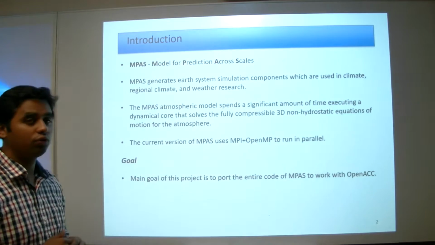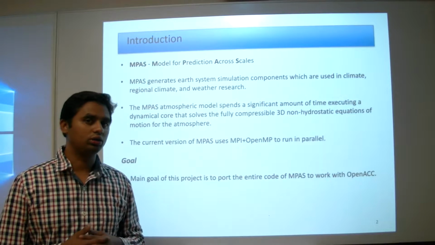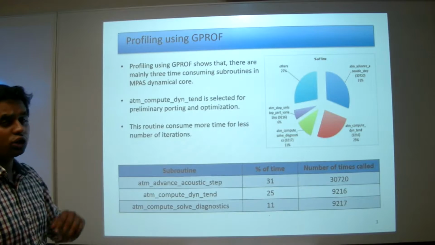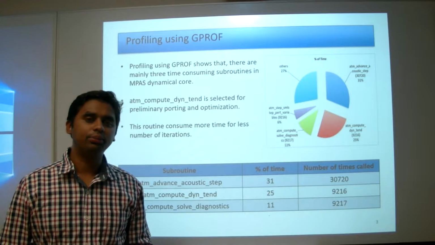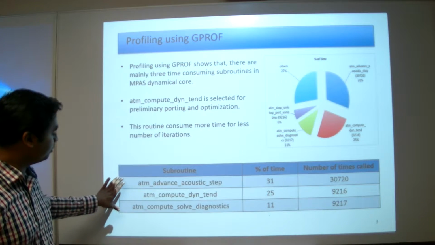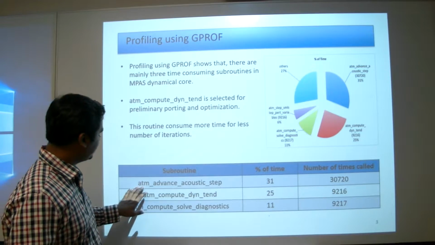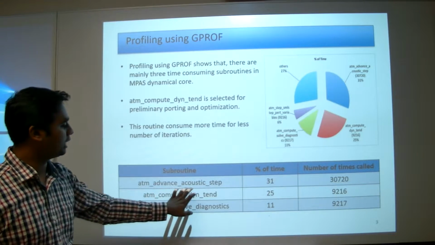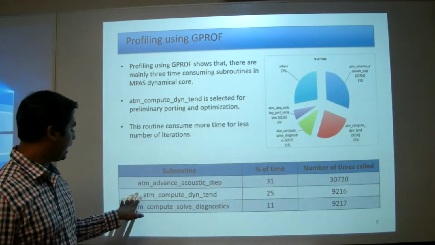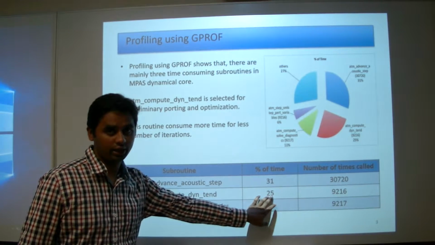So our main goal for this project is to port the entire code of MPAS to work on GPU using OpenACC directives. As a first step, we profiled our code using gprof. So profiling shows that we have three major time-consuming functions. The first one is ATM_advance_acoustic_step, which corresponds to 31% of the time. And we have ATM_compute_time_10, which corresponds to 25% of the time.